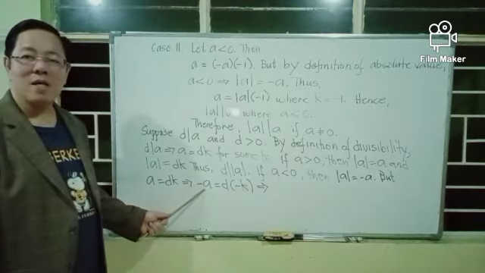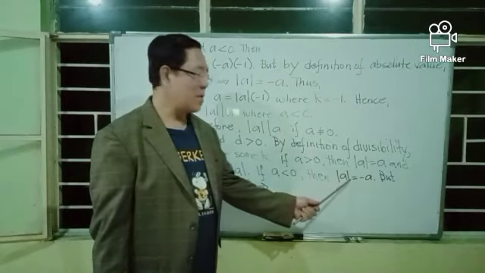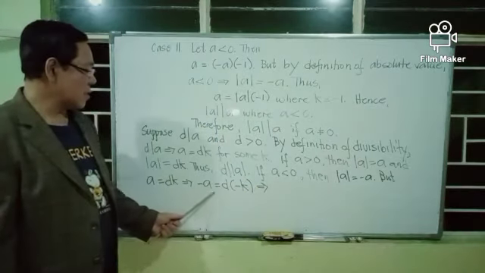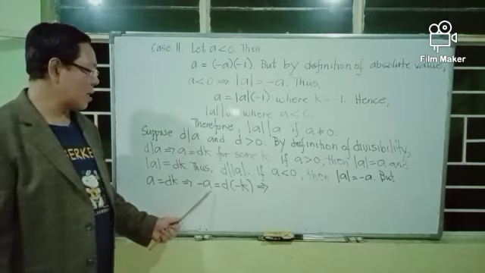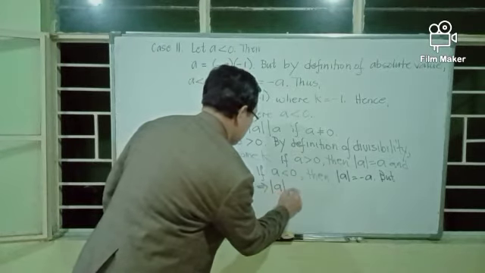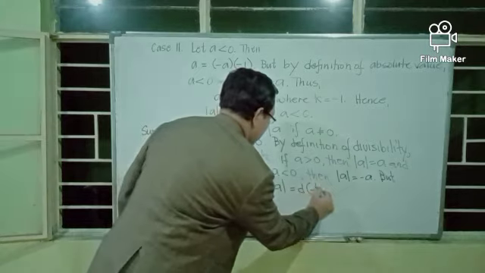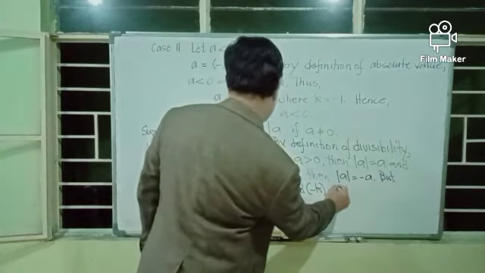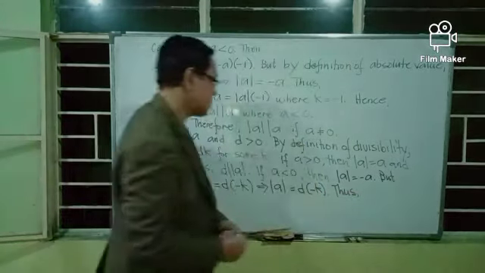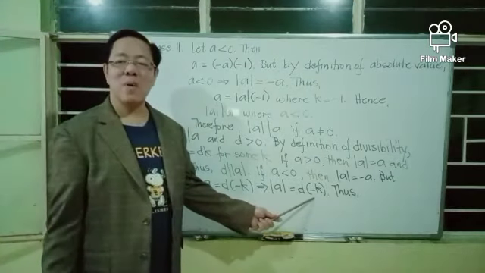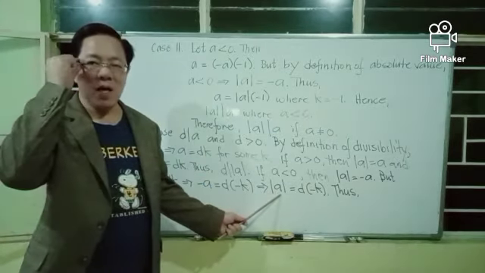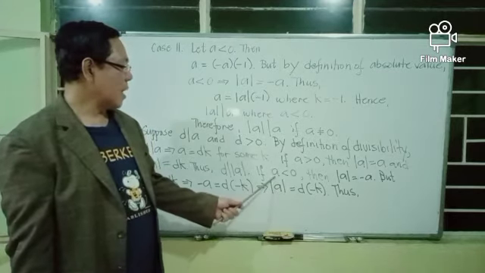But minus A, if A is less than 0, its absolute value is equal to minus A, or minus A is equal to the absolute value of A. In this equation, we replace minus A with the absolute value of A, so the absolute value of A equals D multiplied by minus K. And from this equation, by definition of divisibility, we conclude that D divides the absolute value of A, where A is less than 0.